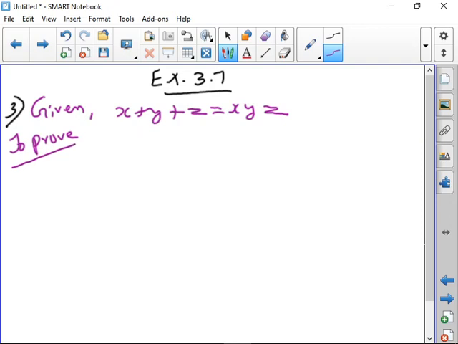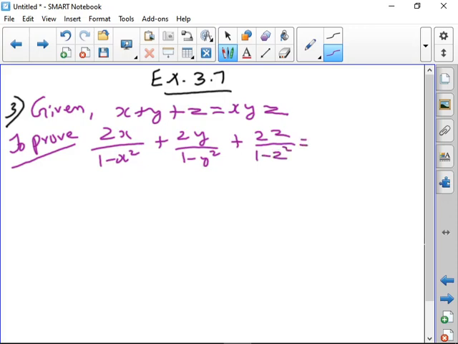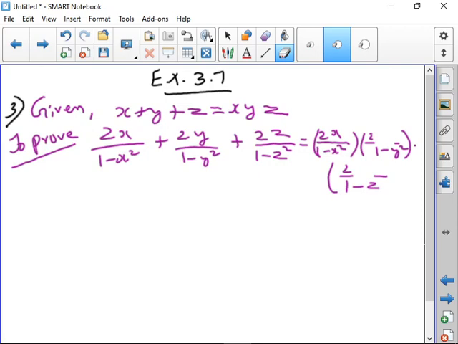we have to prove that 2x by 1 minus x square plus 2y by 1 minus y square plus 2z by 1 minus z square is equal to 2x by 1 minus x square into 2y by 1 minus y square into 2z by 1 minus z square. Okay, this is what we have to prove.